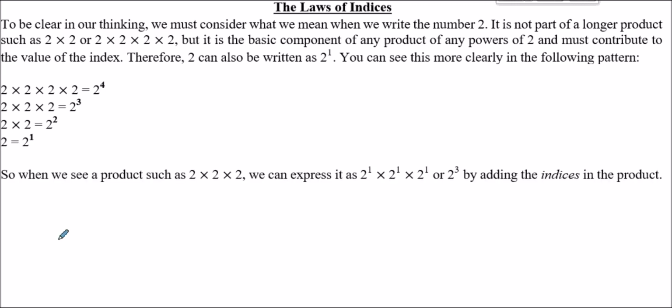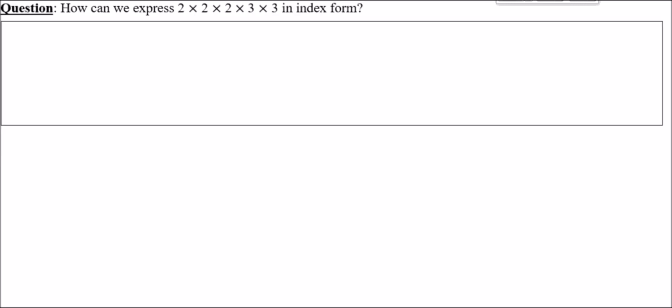So what I'm saying here is, when we see a product such as 2 multiplied by 2 multiplied by 2, we can think of it in separate exponents. For example, 2 to the power 1 multiplied by 2 to the power 1 multiplied by 2 to the power 1, which is the same as 2 cubed. So we arrive at 2 cubed by essentially adding the indices in the product. So hopefully, as you can see here, 1 plus 1 plus 1 gives us 3. So, a bit of a warm-up.